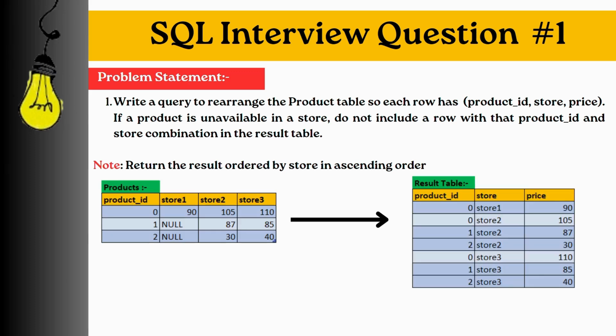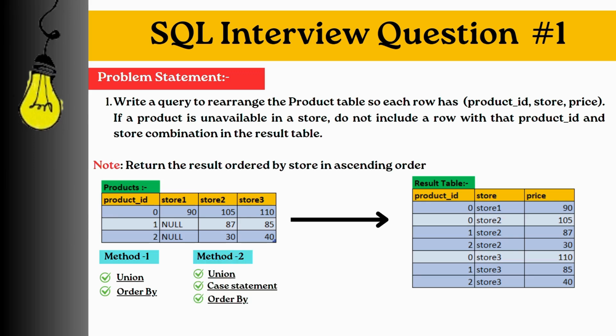We can achieve this result using three different methods. The first method is using union and order by. The second method is using union, case statement and order by. The third method is using union, case statement, cross join and order by. We will cover each method one by one.